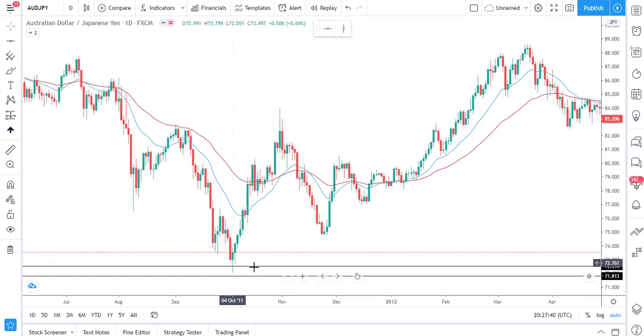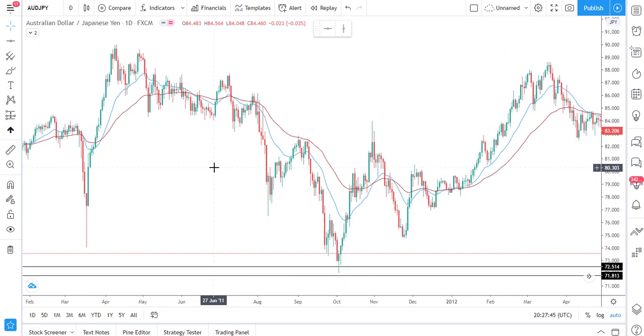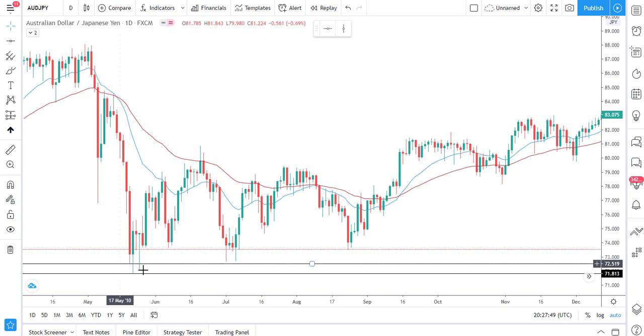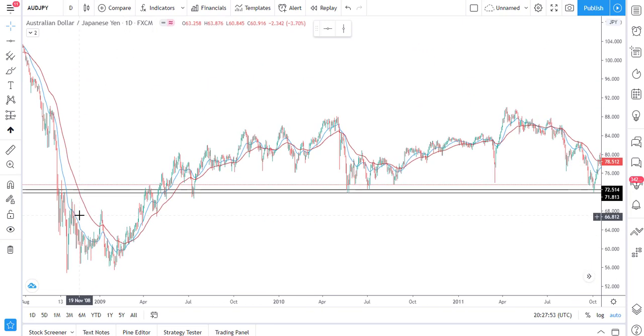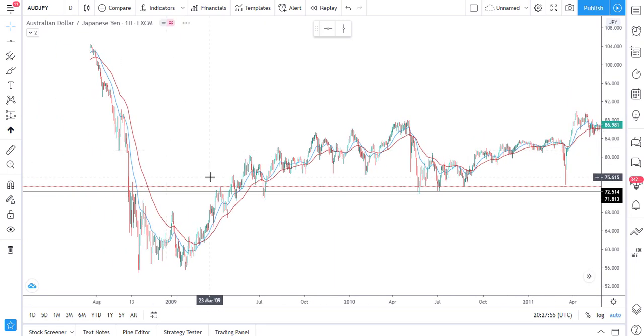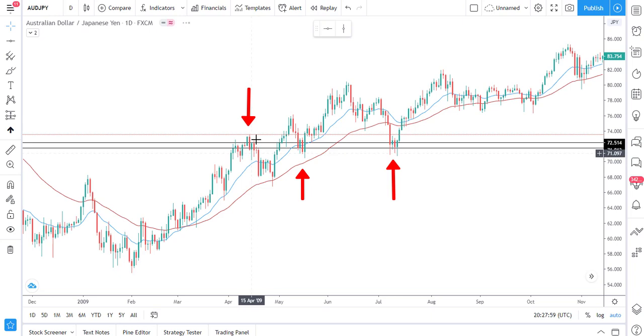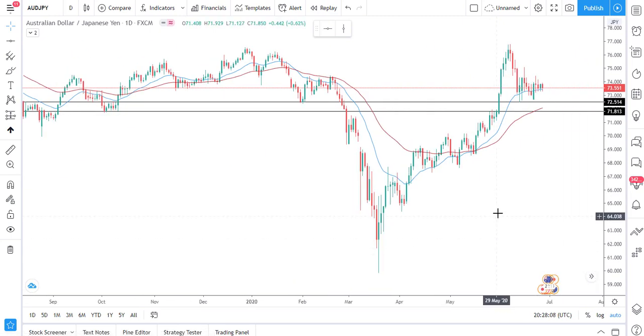We have a support here, it acted as support here, and then we can see price move to the topside. I'm still going to be scrolling back to see more levels, and we can see it also still acted as support here also. Scrolling back to see what more it has done in the past. As we can see here, it was support, it acted as resistance here, acted as support here, acted as support here. So basically we can see that this is actually a very significant level.